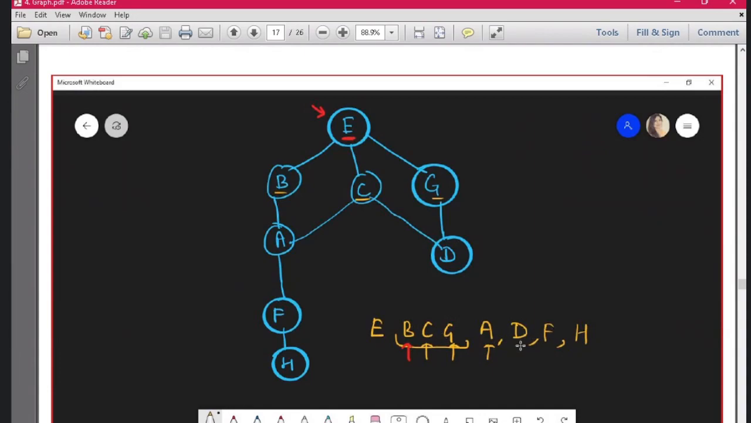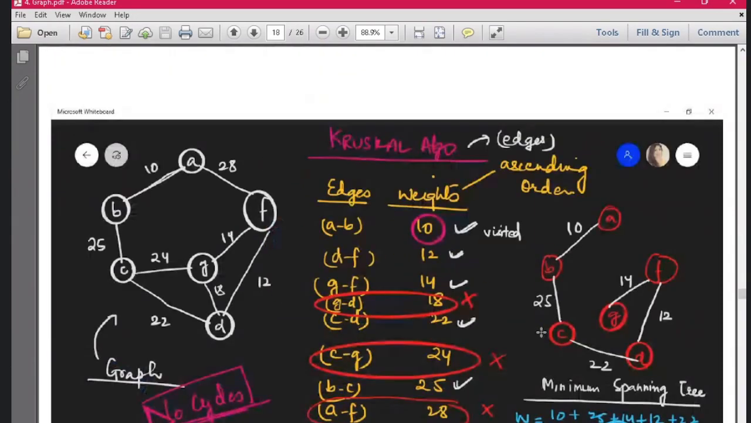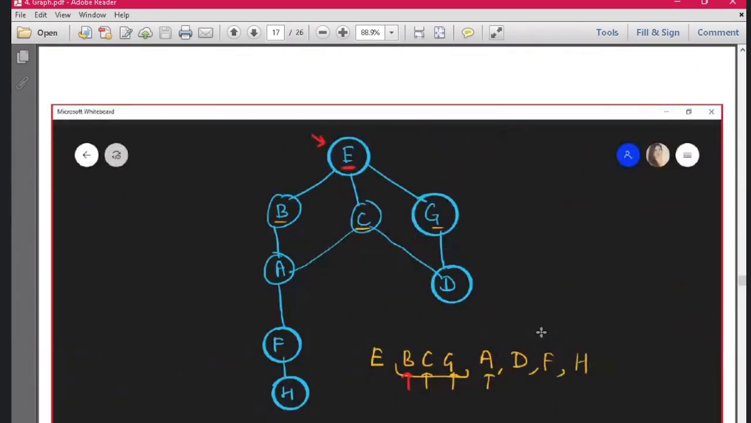Then I'll pick the next node, that is D. The neighbor of D is already there in the order, this traversal. Then I will pick F and write the neighbors of F. A and H. A is already there and I have written H. And similarly in the last I'll visit H also. In this way, all the nodes have been visited by BFS. So this was about BFS order.